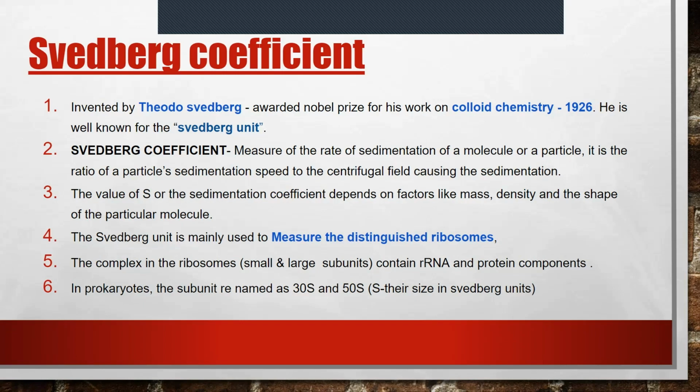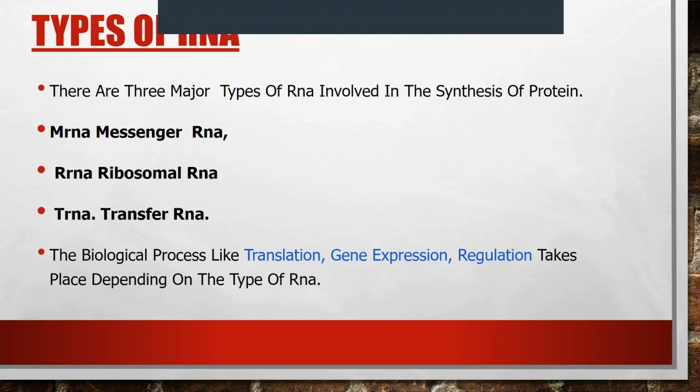The Svedberg unit is mainly used for distinguishing ribosomes. The ribosome complex, which includes small and large subunits, has rRNA and protein components in it. In the case of prokaryotes, the subunits are named 30S and 50S, where the letter S tells about the size of the molecule in Svedberg units.